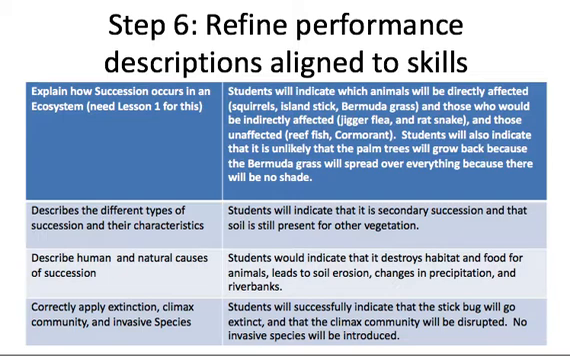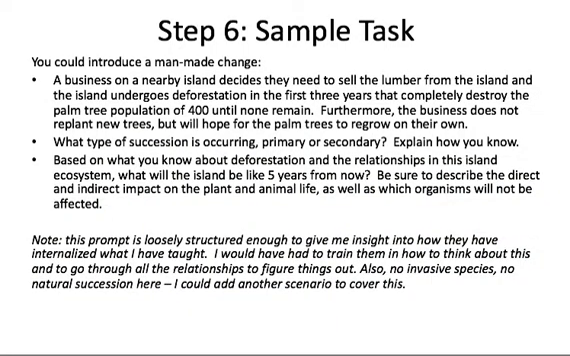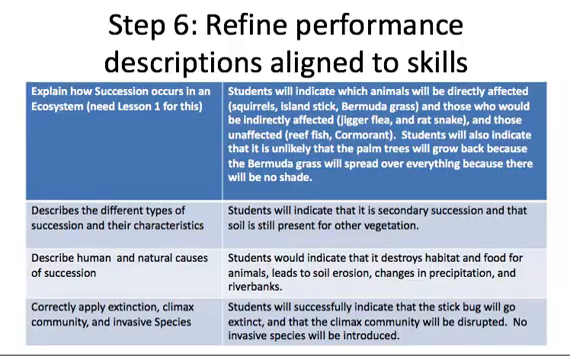I also then need to refine my performance description, and I need to align or make sure things are aligned with the skills. So I might get a little more detailed here about what exactly students will be doing. If I would have chosen a different thing to focus on, it might look a little bit different. But based on this task, this is the rubric or the set of criteria for success that I'm coming up with, right? And so as I go through, I have my overall lesson goal. I have my primary versus secondary succession goal. I have my causal goal, and I have my application of terminology goal.